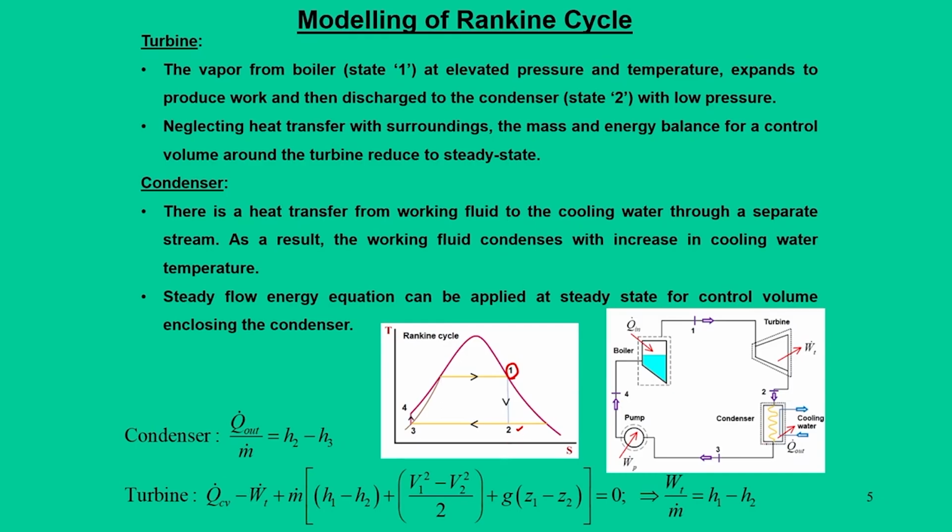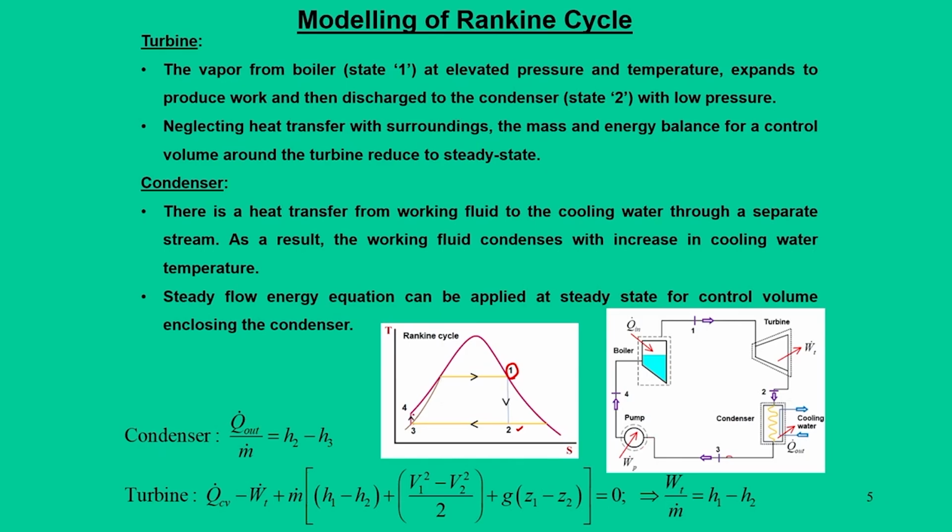Then from 2 to 3, the state 2 is in the liquid vapor region, and from 2 to 3 the steam loses heat in a condenser, and this condenser process is a constant pressure process. Finally, the state of the working fluid is at 3, which is saturated liquid or saturated water. So, the condensate leaves the condenser at state 3, then it enters the feed pump. When it enters the pump, it is in the saturated liquid state.